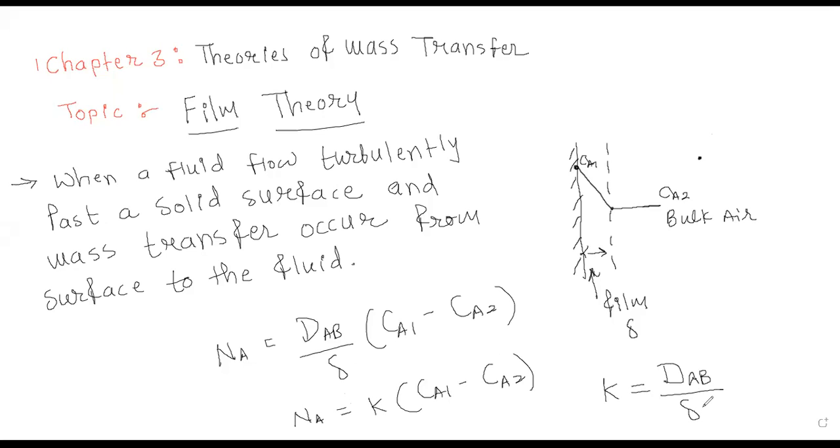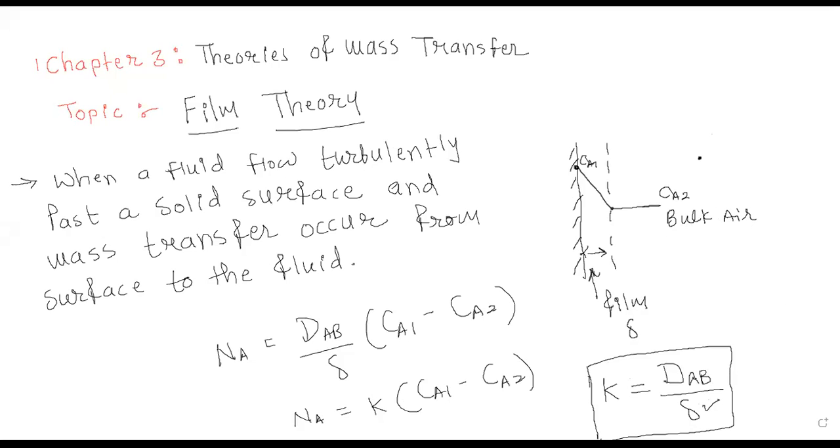One thing is that it is very difficult to calculate the film thickness. But this is the relation to find the mass transfer coefficient from diffusivity and film thickness. So this is one approach from film theory, which is used to calculate the mass transfer coefficient K. Let's calculate one example based on this theory.